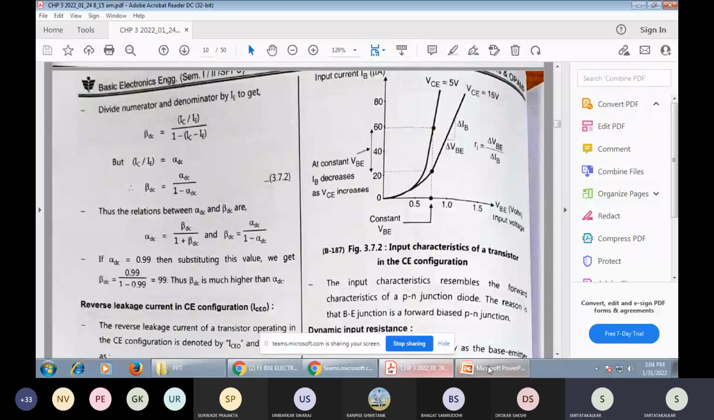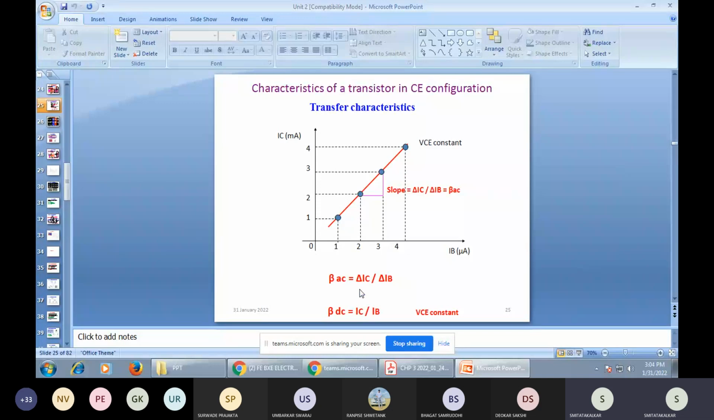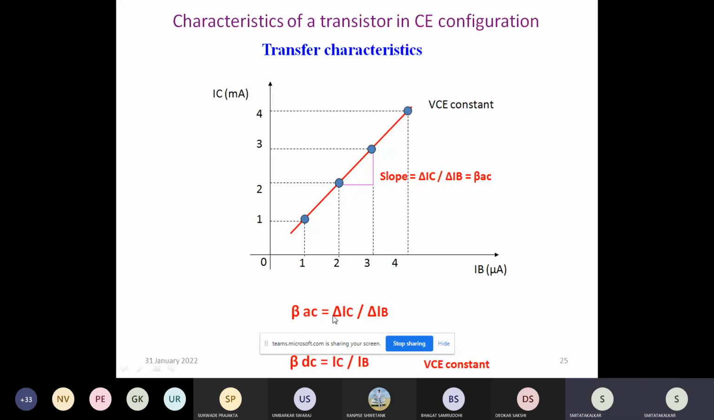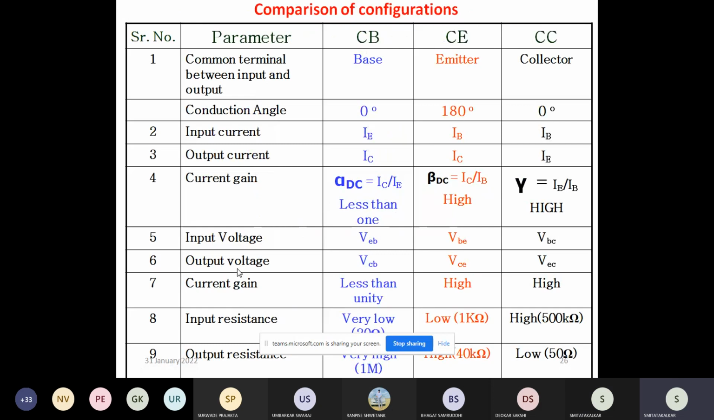You can identify the equation, the rate of change, this is the delta, the rate of change of the ratio of collector current divided by the base current. And the previous session already covered this. Any questions in CE configuration? And this is the comparison of configurations. The previous session already covered this part. Then today's session starts with transistor biasing. Students, any questions? Any doubt?